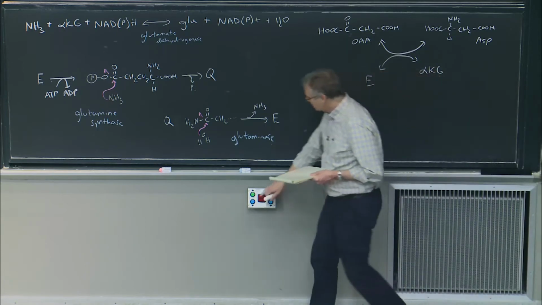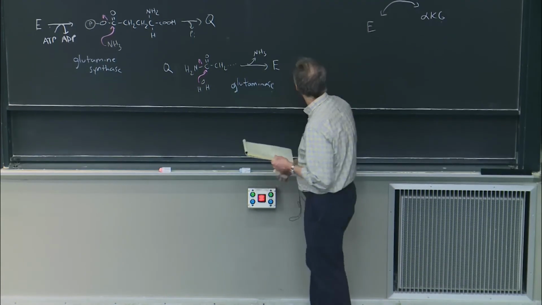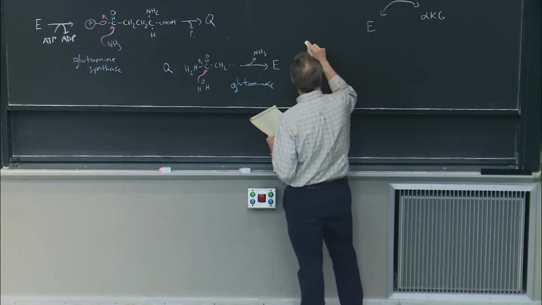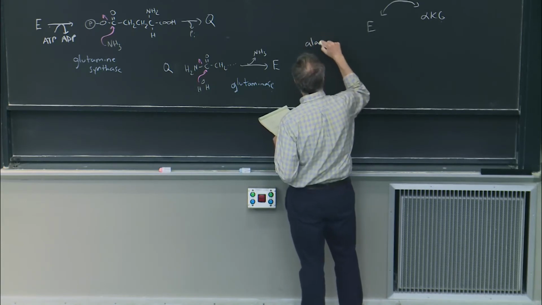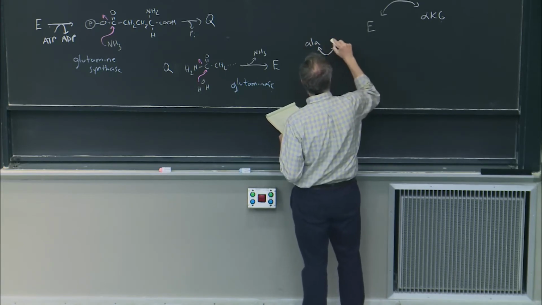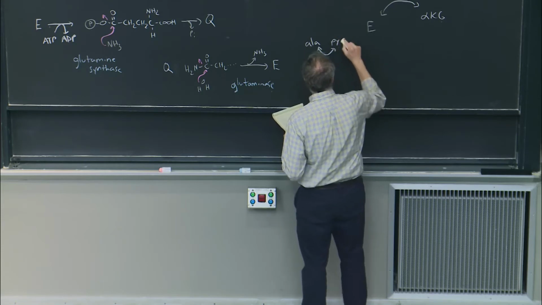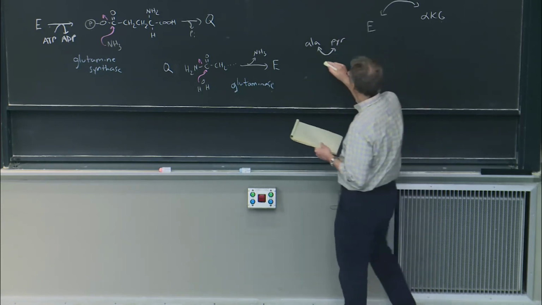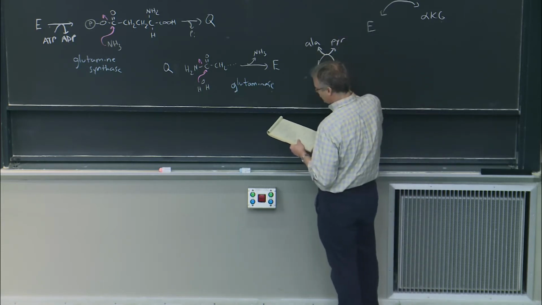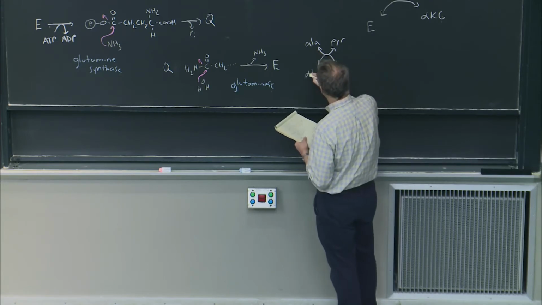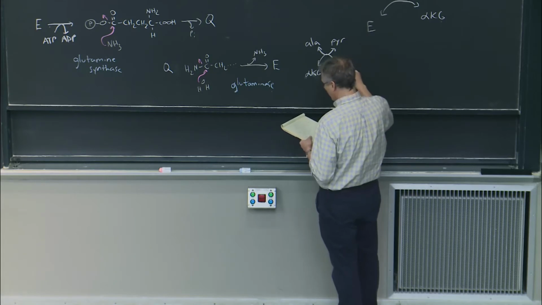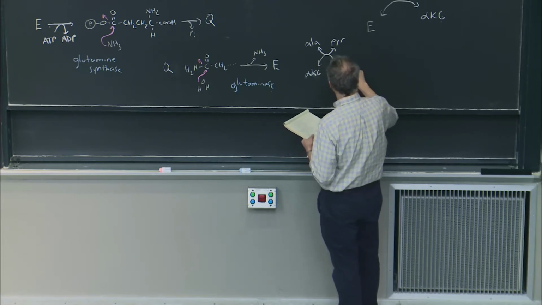And nature can basically use this system to now get nitrogen in and out of systems, okay? So take an amino acid, alanine. It's related to the alpha keto acid, pyruvate. If you can exchange that amino group onto alpha ketoglutarate, okay, that will generate glutamate.